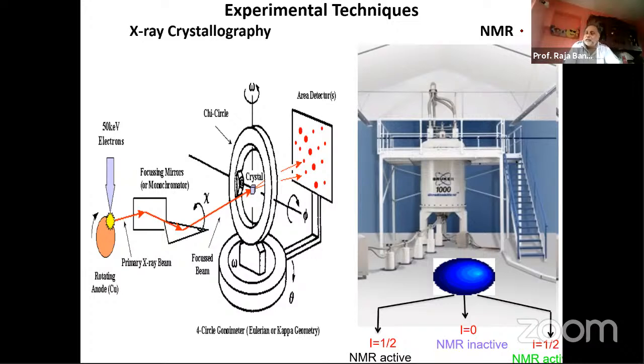There are three categories of nucleus. One is I equal to 0, and the other is I not equal to 0. The I not equal to 0 can be divided into two parts. One is called the half integral, like 1H1 and 13C, which are important, and the other where the spin values are integral, like deuterium, nitrogen, etc.